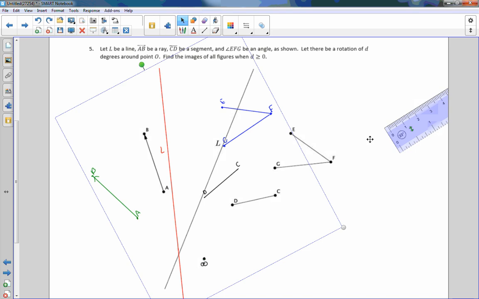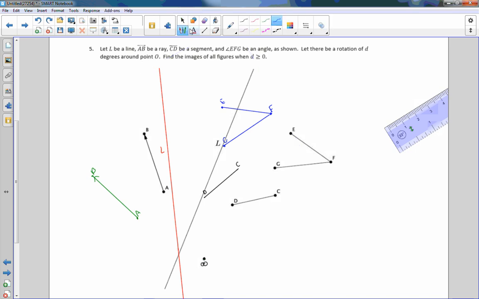So now I have all my values, and I would need prime markers for the names of everything that I have copied. A prime, B prime, L prime, and angle E prime, F prime, G prime. Point O and O prime are in the same location. So there is a rotation of these three figures rotated about O.